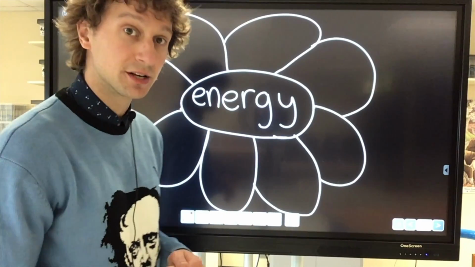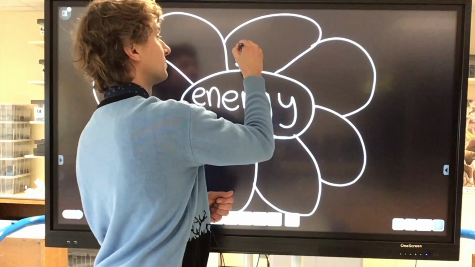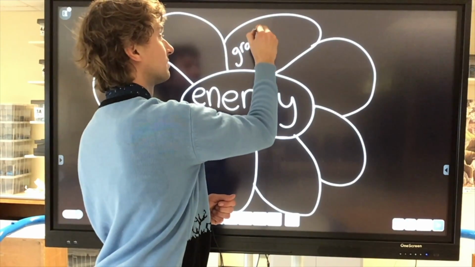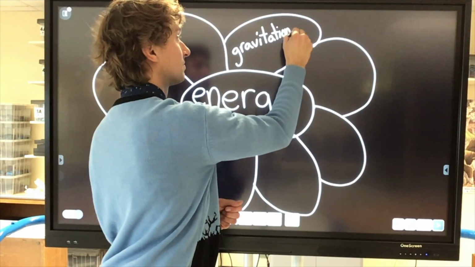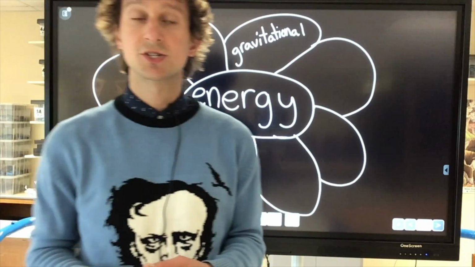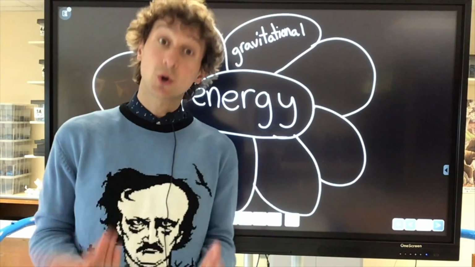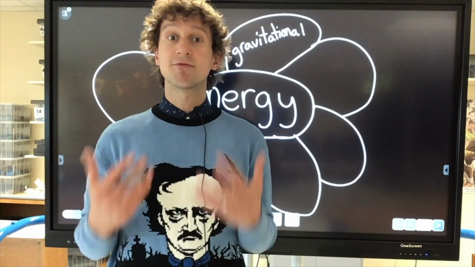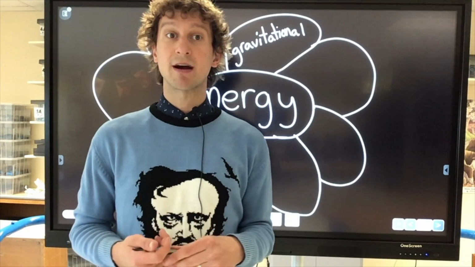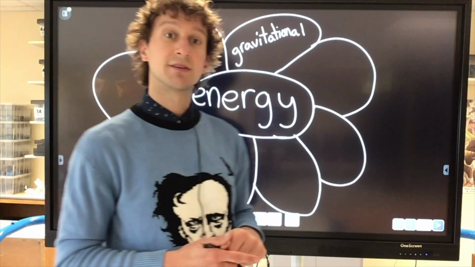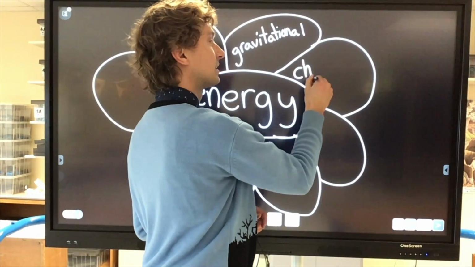One kind of energy that we interact with all the time is gravitational. The root word of gravitational is gravity. So any of the forces involving gravity, whether we're trying to get away from gravity or being pulled down by gravity, that's gravitational energy. A second kind of energy we're going to talk about is chemical energy.